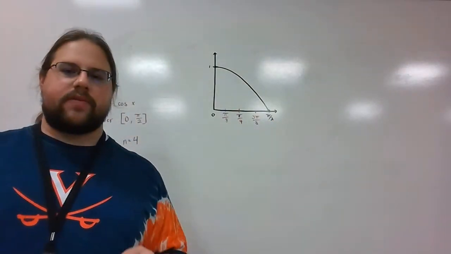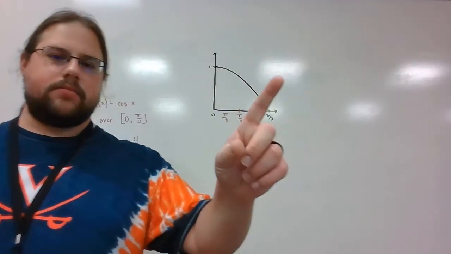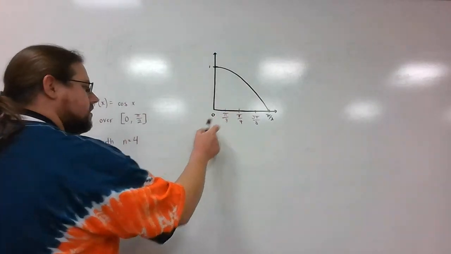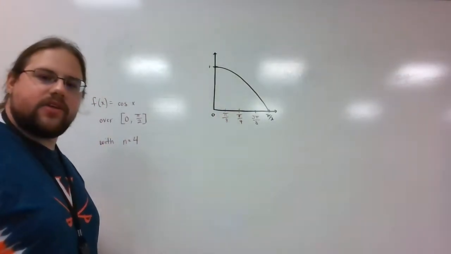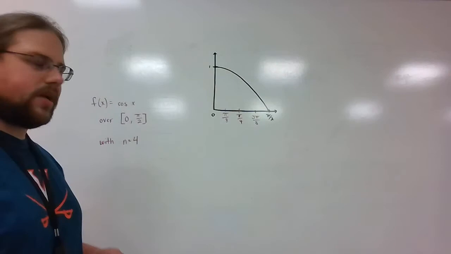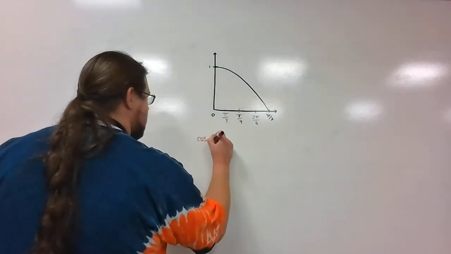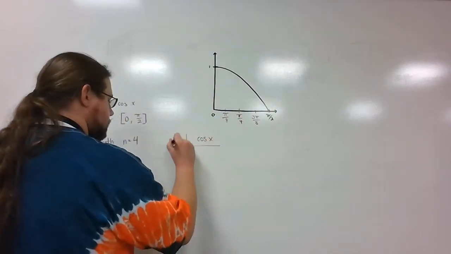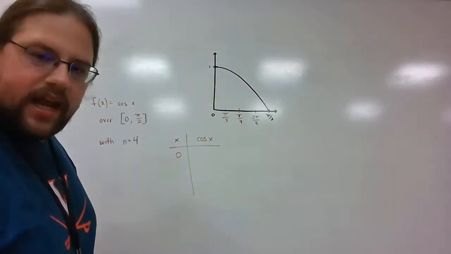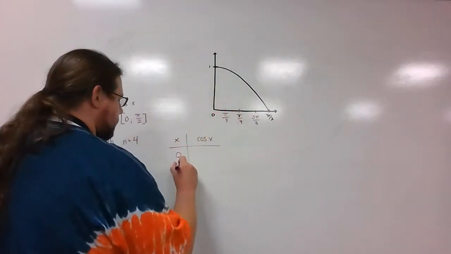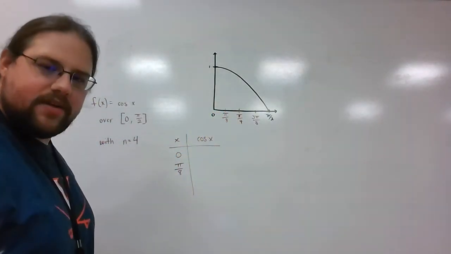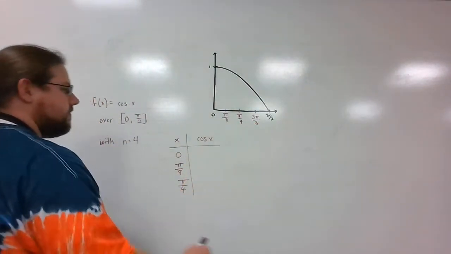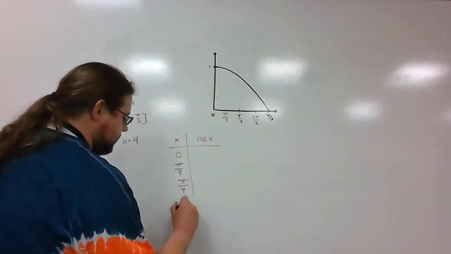Now, we're going to do 2 different Riemann sums here. We're going to do a left Riemann sum and a right Riemann sum. Let's do the left one first. Between 0 and pi over 8, the left number is 0, so I'm going to use cosine of 0. Then the next one, I'm going to do cosine of pi over 8. Then for the next one, between pi over 4 and 3 pi over 8, I'm going to use pi over 4. For the last one, 3 pi over 8 to pi over 2, I'm going to use 3 pi over 8.